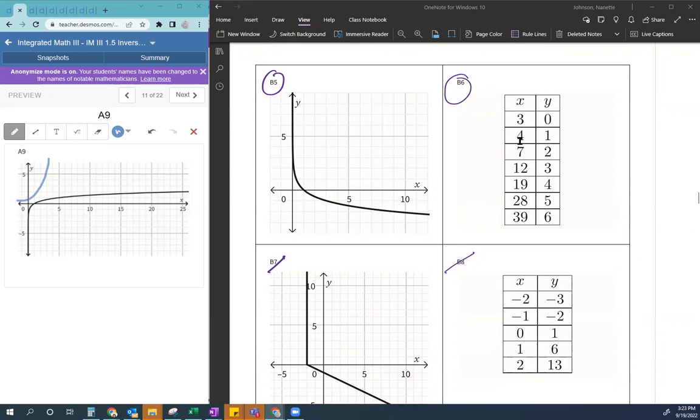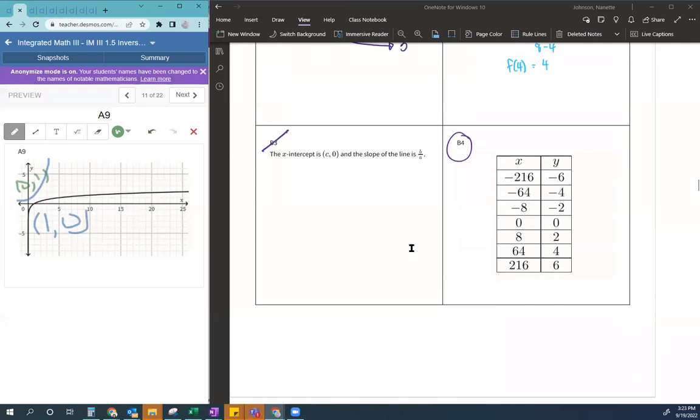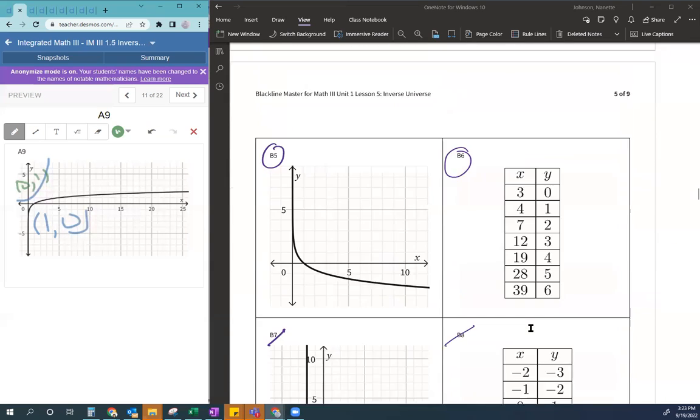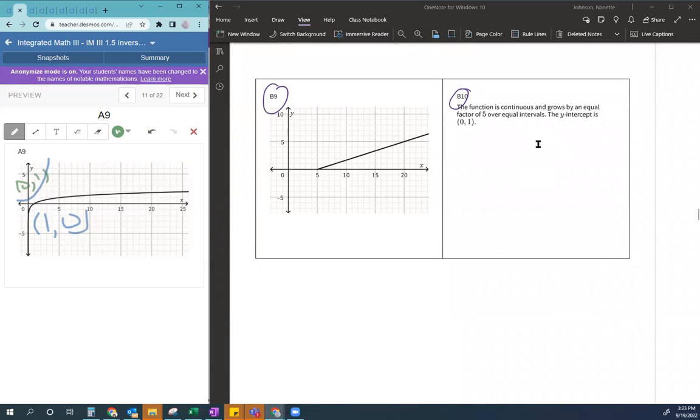This doesn't match because of the switch, right? If I go 0, 3, that's not that intercept. The intercept is right here at, let's see, 1, 0. So if I switch those, that would be 0, 1. So this guy would be 0, 1. Right? And then, okay, so that doesn't work, that doesn't work. That doesn't work because it's 0, 0. So yeah, the answer has to be B10. Okay, it has to be B10.